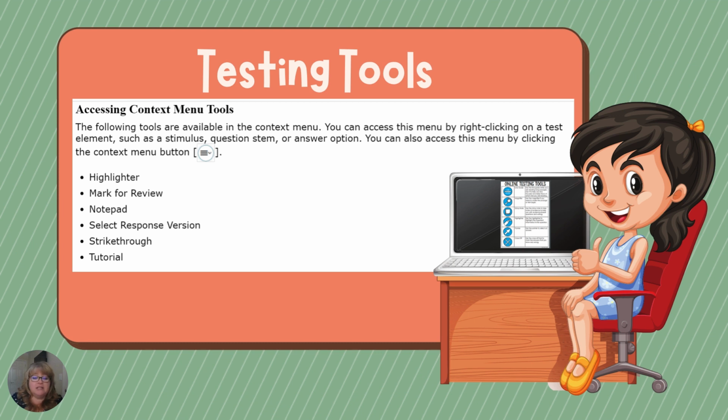So some of the testing tools, as we saw in our little chart, that they would be able to access in the context menu tools would be highlighters and marking things that you want to review later, like to flag them, the notepads, and selecting your response version, strike throughs, and even tutorials. If children don't know that all these options are there, then that's when they're going to be playing with those, and that's when they're going to lose valuable testing time and get distracted and lose focus. So that's why we're teaching them these things from the beginning of the year.